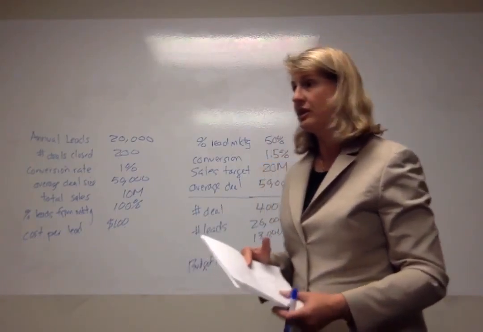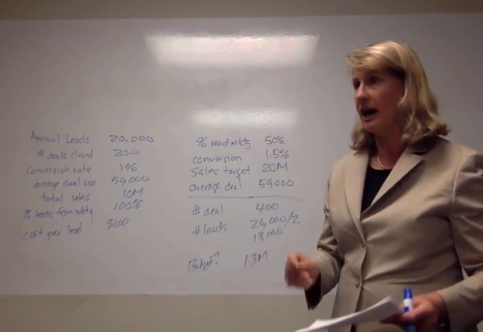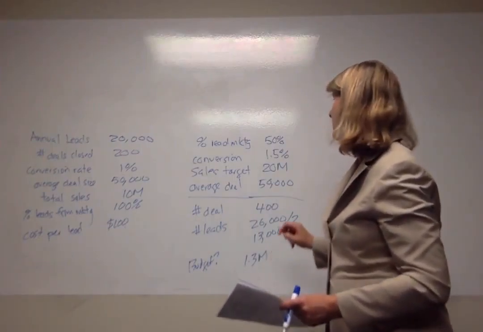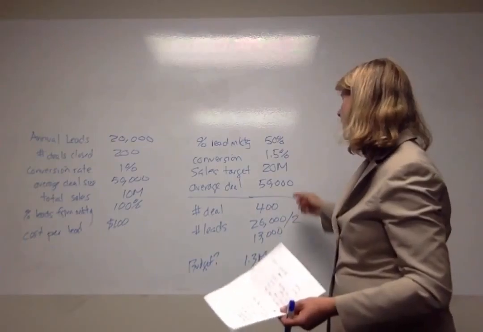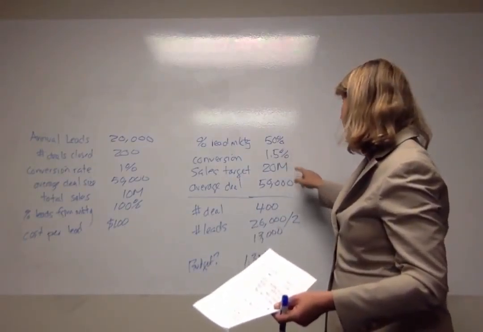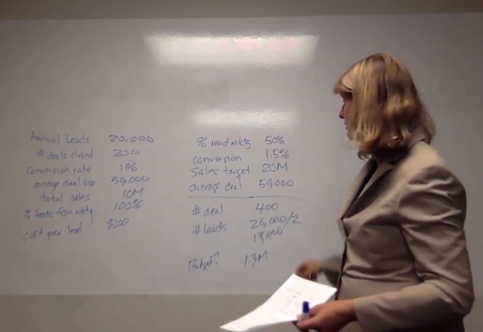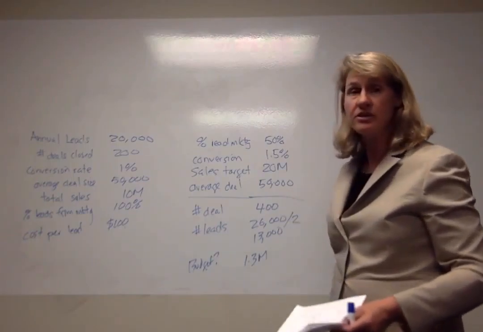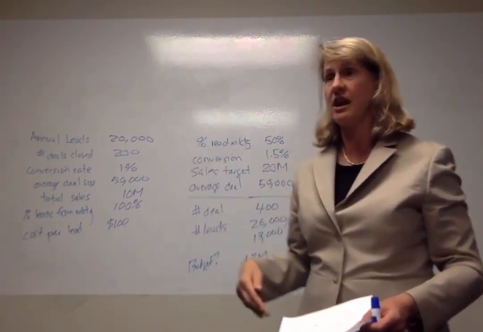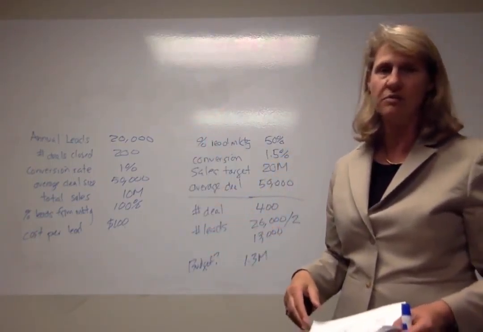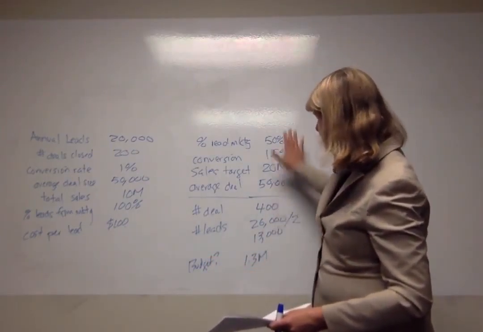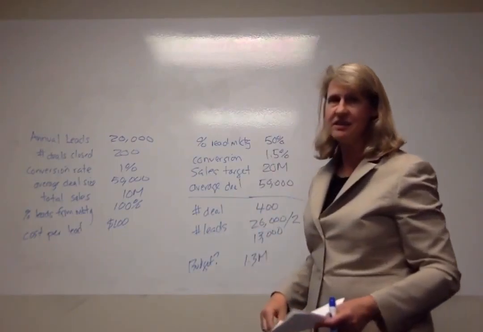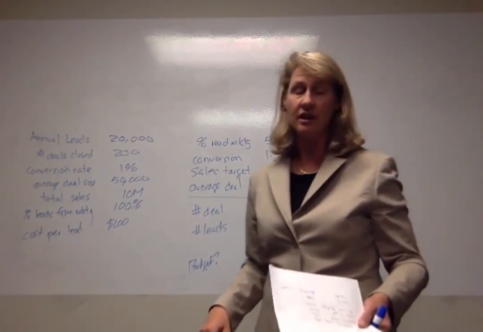Once you get that information, and it's typically going to be too high, you're going to need to go back and make some adjustments. Adjust the percentage of leads that come from marketing. You might adjust your conversion rate. You're probably not going to be able to adjust that sales target, but you might be able to do some programs that drive a higher average deal size, which means that you don't have to generate as many leads. So this is the general process that you'll need to use.